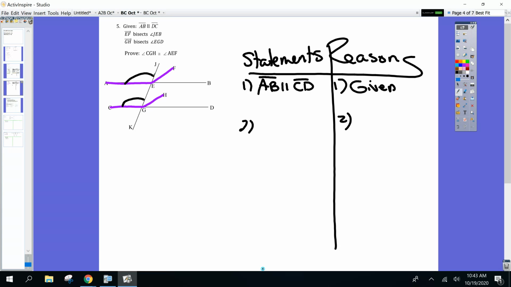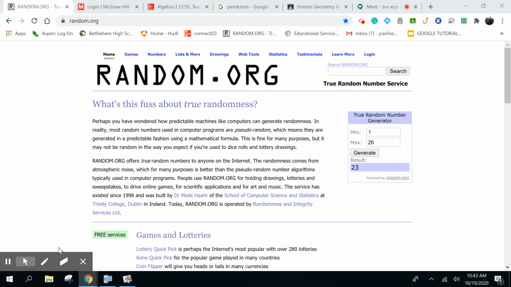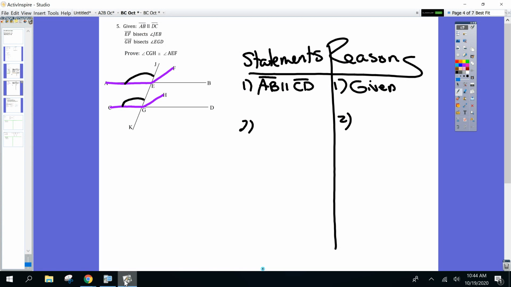Everyone see those? I just put an arc mark. What type of angles are those? Woo! 13. Sorry, I don't have any. 13, that's got to be home. 13. That's me. Hi.